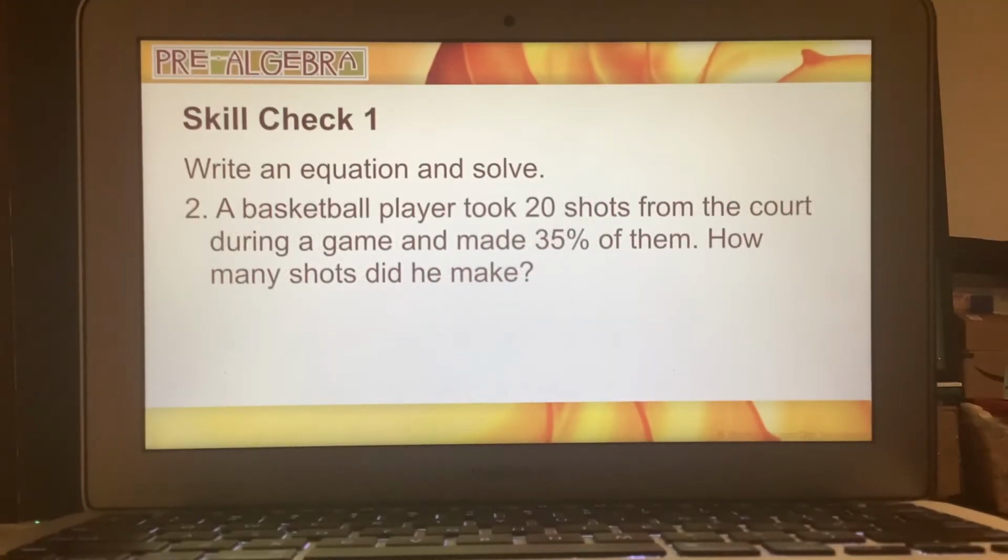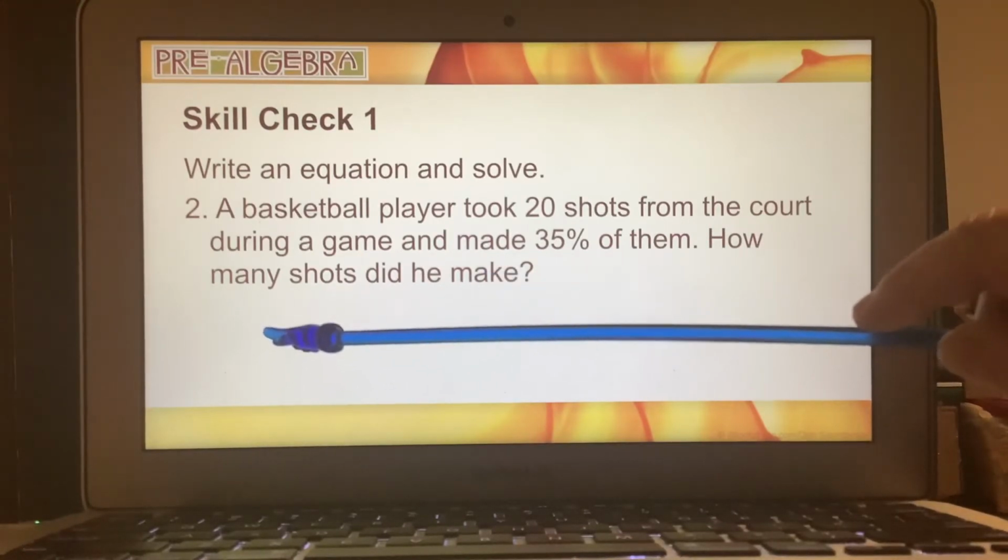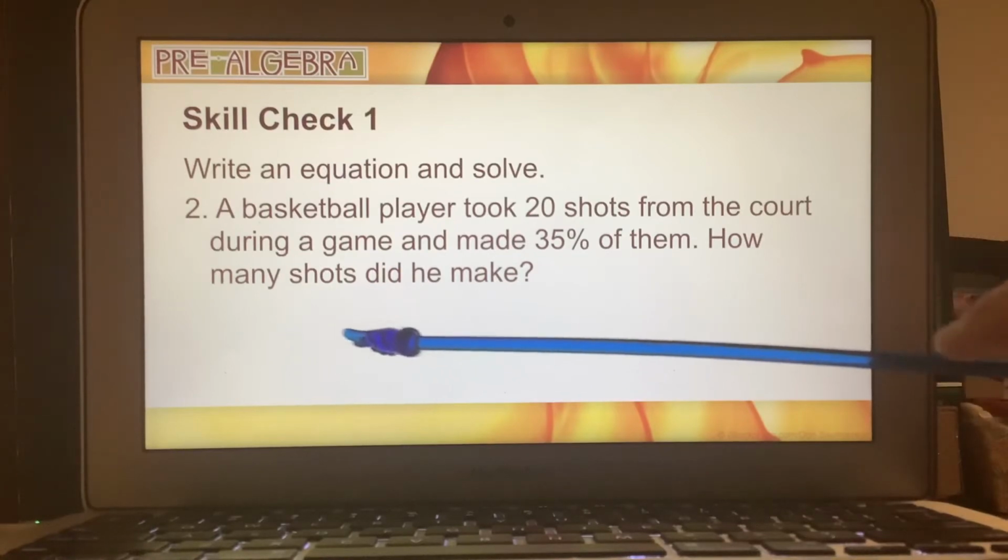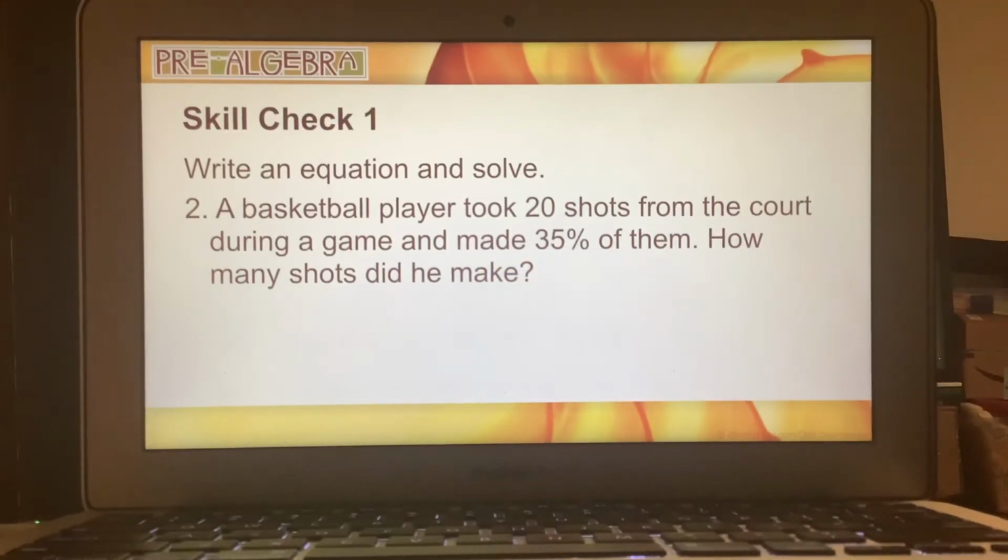For the next example, a basketball player took 20 shots from the court during a game and made 35% of them. How many shots did he make? Well, the question is asking how many shots he made. Remember, our variable is going to state the number of shots that he made. That's going to be the part.